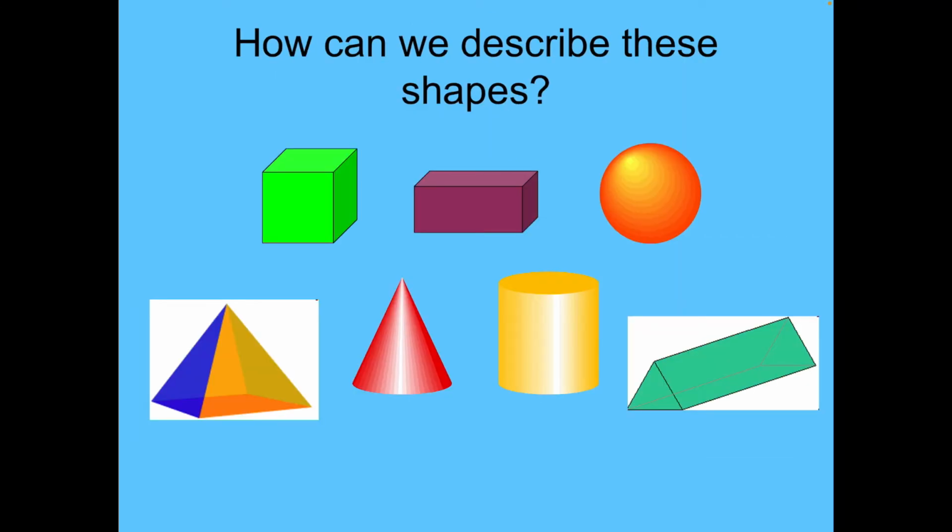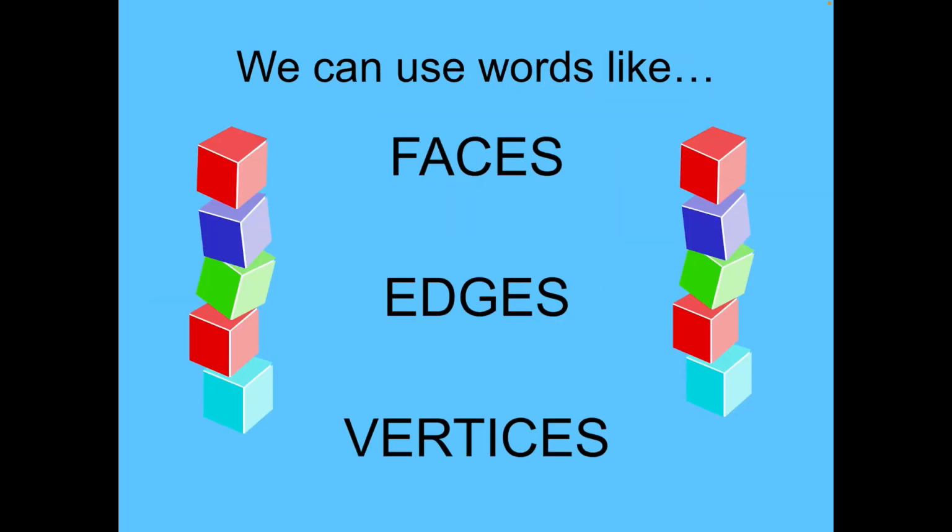Okay, so how can we describe these shapes? We can use words like faces, edges, vertices. A little bit different to the vocabulary we were using yesterday when we were using sides and corners and angles. Today we're using faces, edges and vertices. Let's explore these words a bit more now.